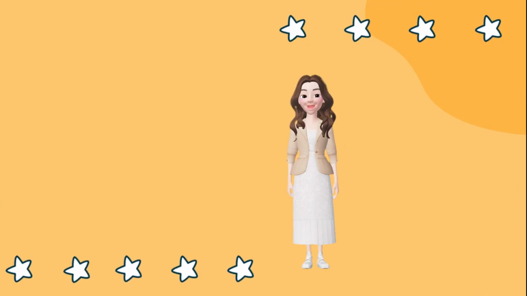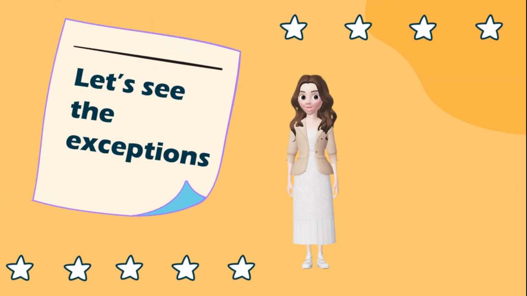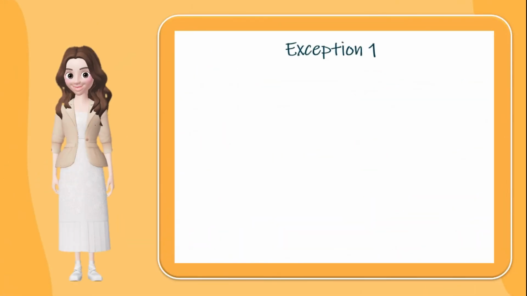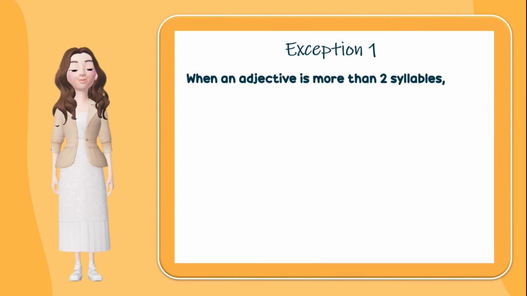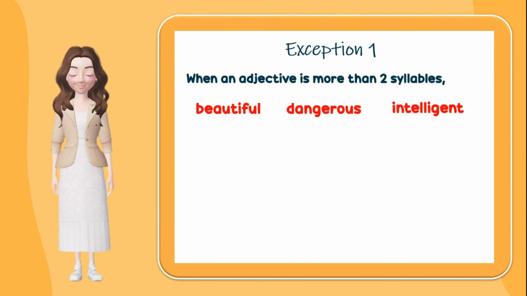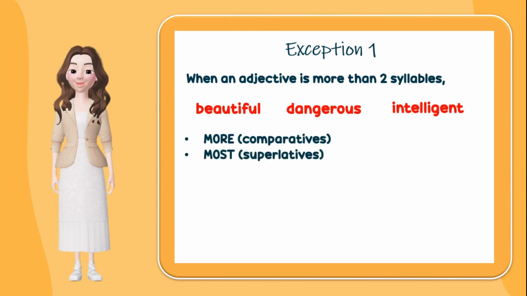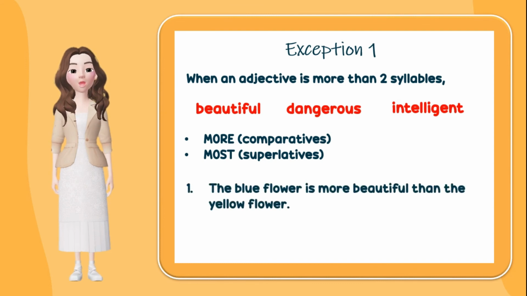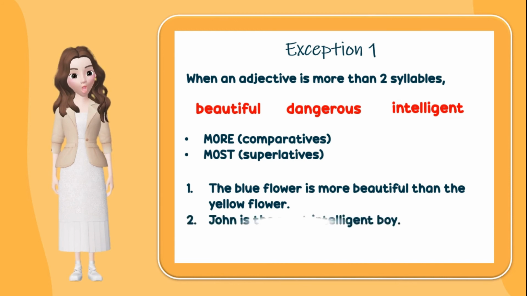We are almost done. Now, let's see the exceptions. The first exception is that when an adjective has more than two syllables, such as beautiful, dangerous, and intelligent, we add more for comparative and we add most for superlative. For example, I can say the blue flower is more beautiful than the yellow flower. John is the most intelligent boy.